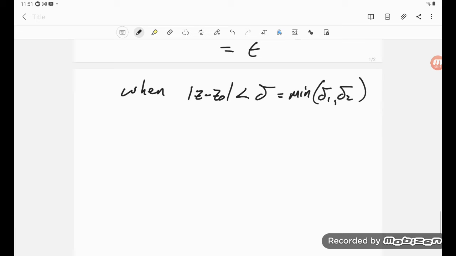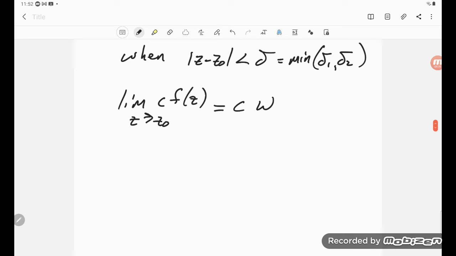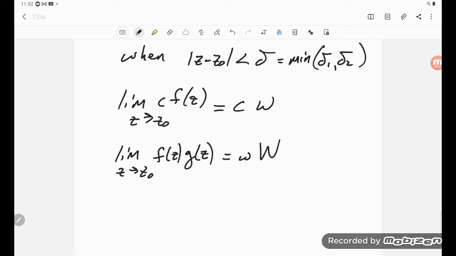And then you could work on similar things. We've got that the limit of c times f of z as z goes to z0 is equal to c times w, where that w is that limit. We've got the product, right? The limit as z goes to z naught of, say, our f of z times g of z is that small w times the big W.